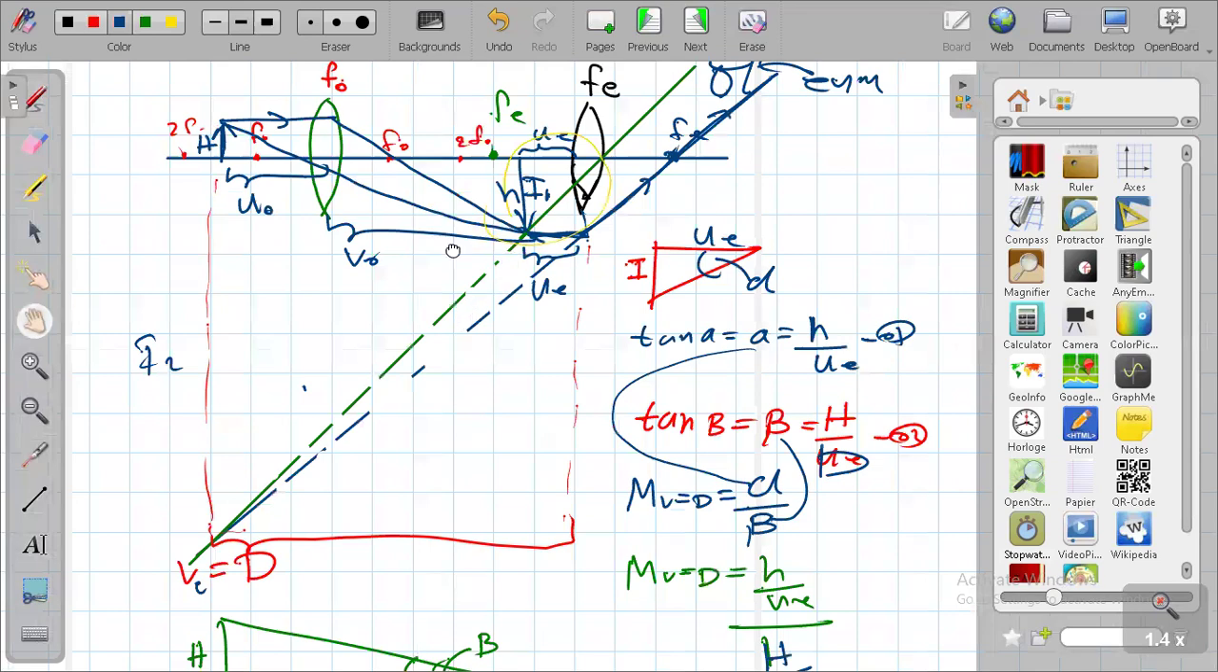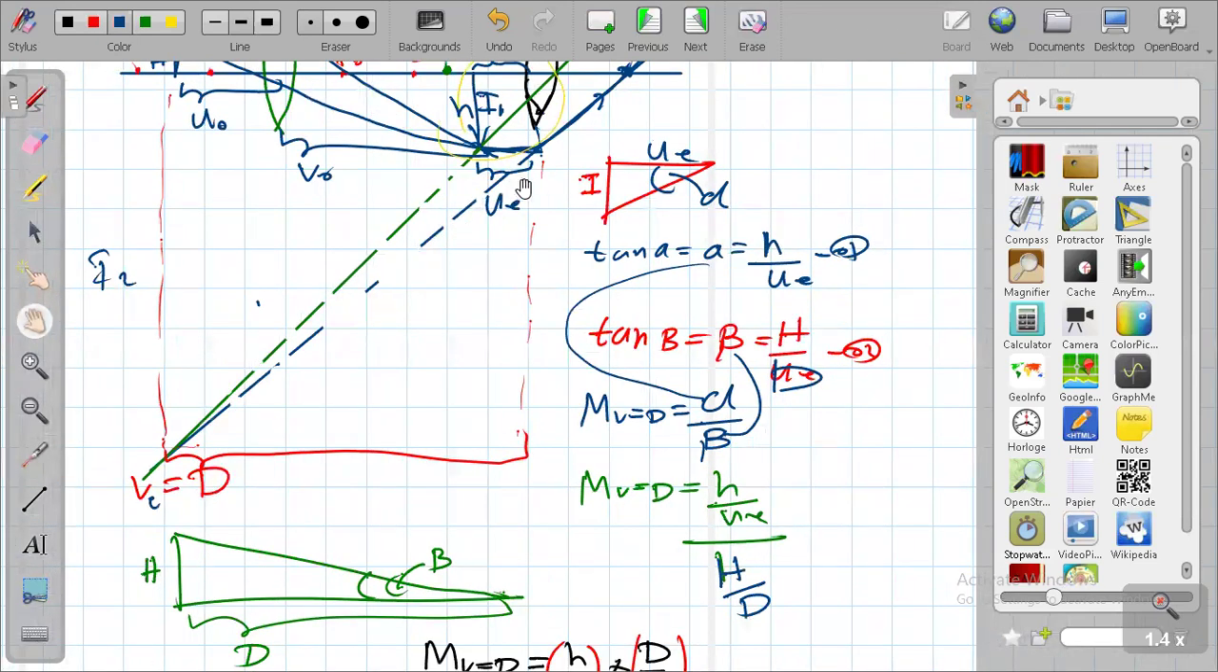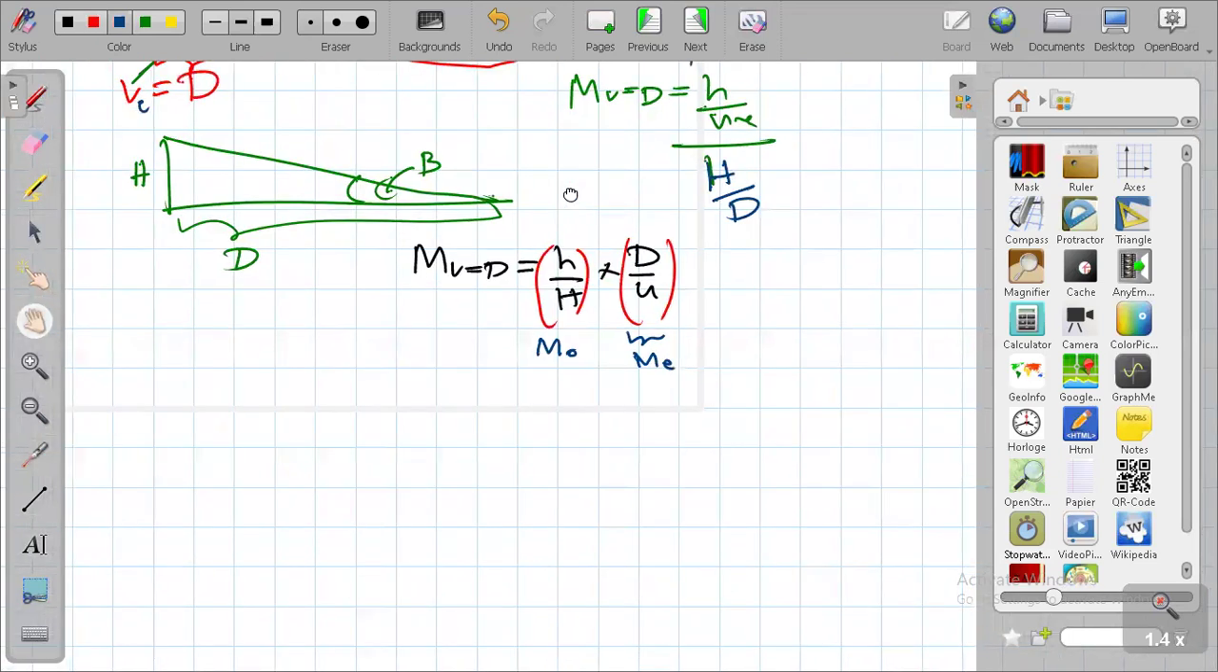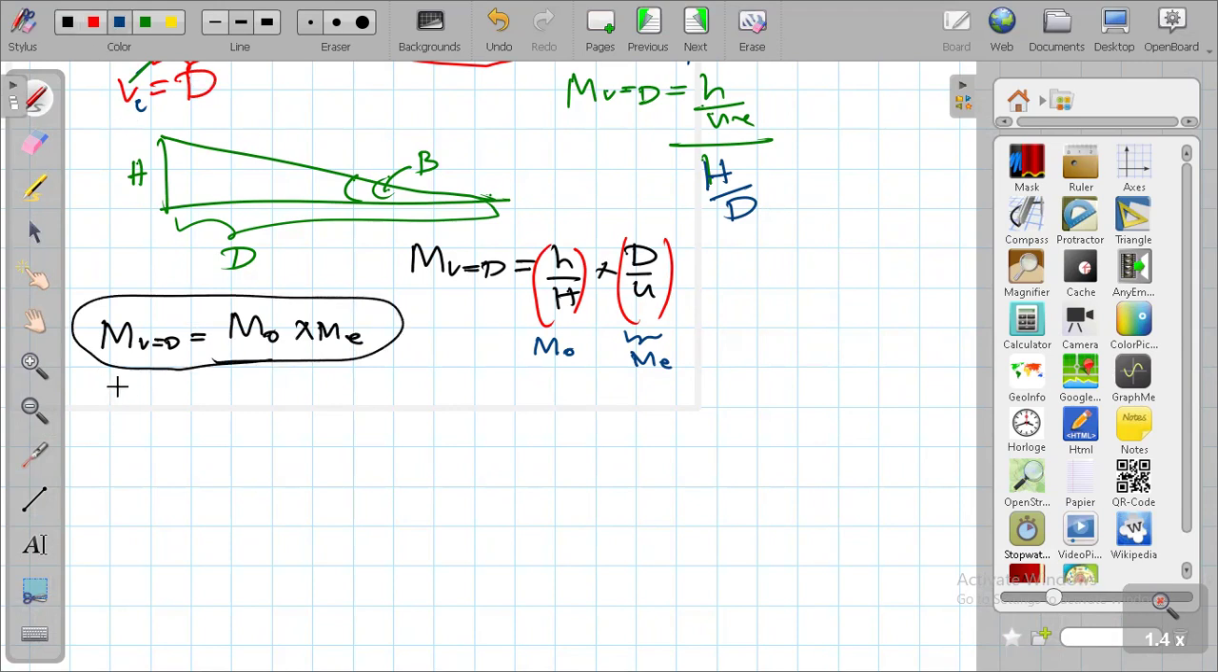Simple h to capital H ratio is the magnification of the objective. Capital D to UE is the magnification of the eyepiece. So you need this equation in some places: M equals magnification of objective multiplied by magnification of eyepiece. This is not the final but the intermediate, very important equation. It is useful for MCQs. This is not the final equation. This is going to be equation number x.